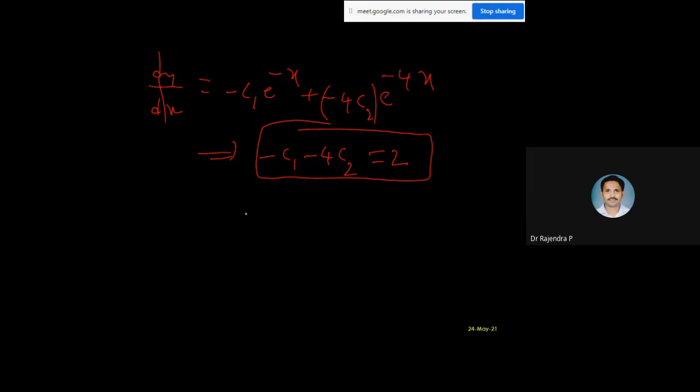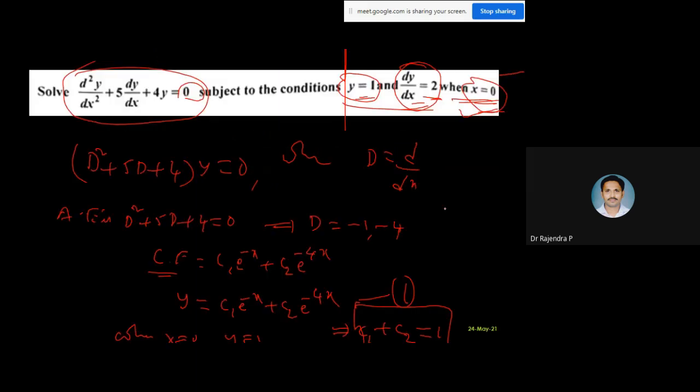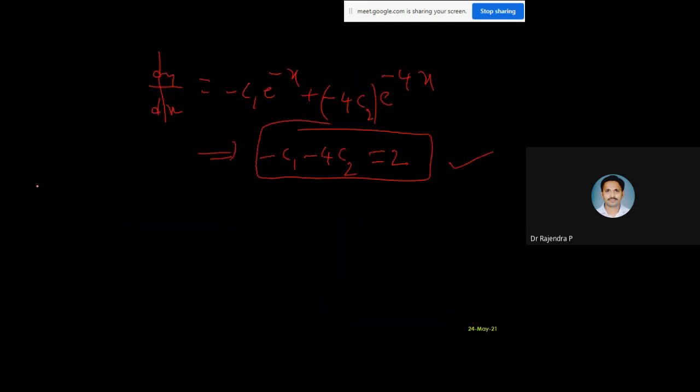By adding these two equations, minus c1 plus c1 gets cancelled. So by solving this equation and this equation, what will I get? Minus 3c2 is equal to 3. So I get the c2 value as minus 1. If I substitute the c2 value in any one of these equations, I will get the c1 value. When I substitute here, minus 1, so c1 is 2. Right.